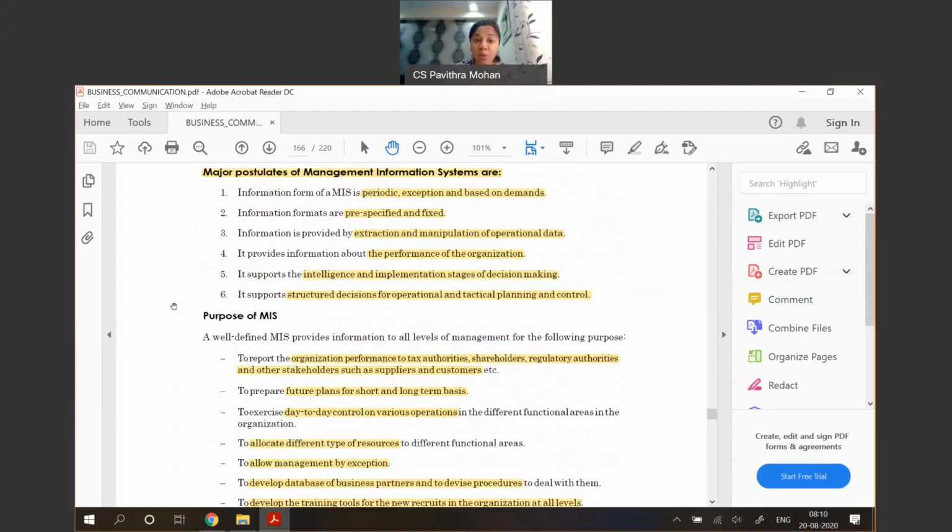What are the major importance, why it needs to be taken up, and how it needs to function? MIS is basically periodic, exceptional, and based on demand. So here, what happens when an MIS system is being updated? Let's say for example your attendance. A few of your colleges might already have biometric attendance. As soon as we come, we have to give our thumb impression or swipe our ID cards. By this, there is a system which is recording my in time and out time. This is happening every day.